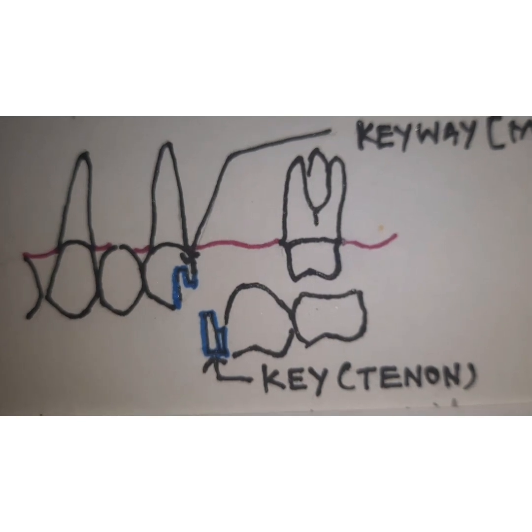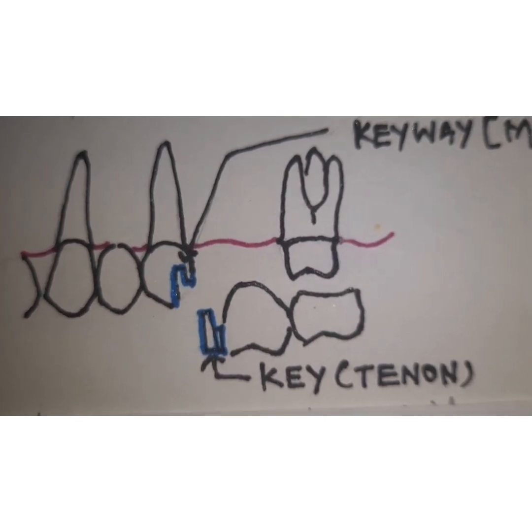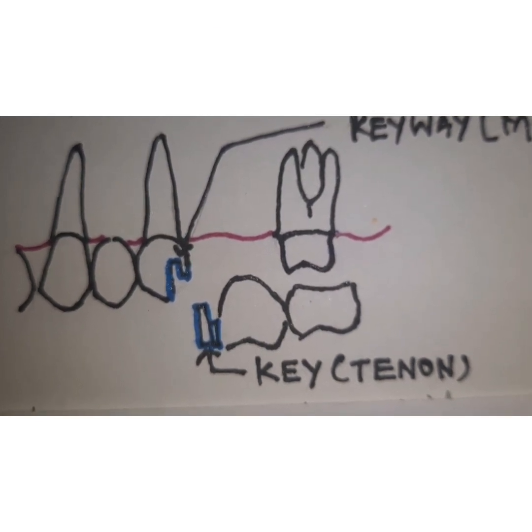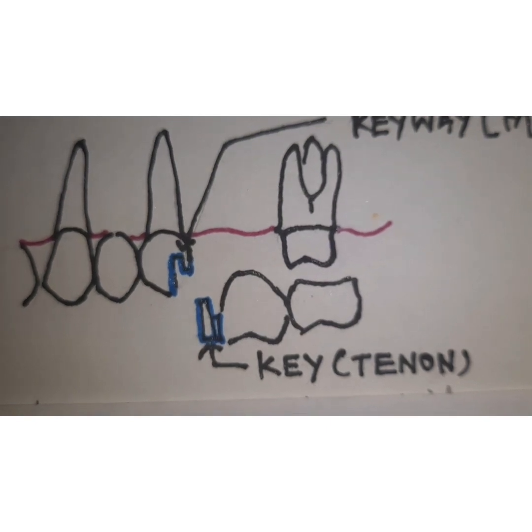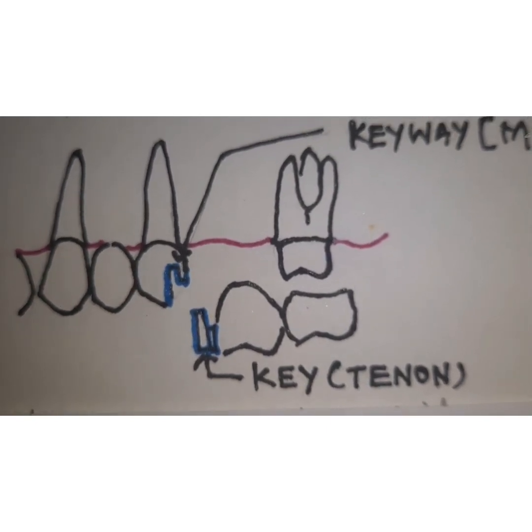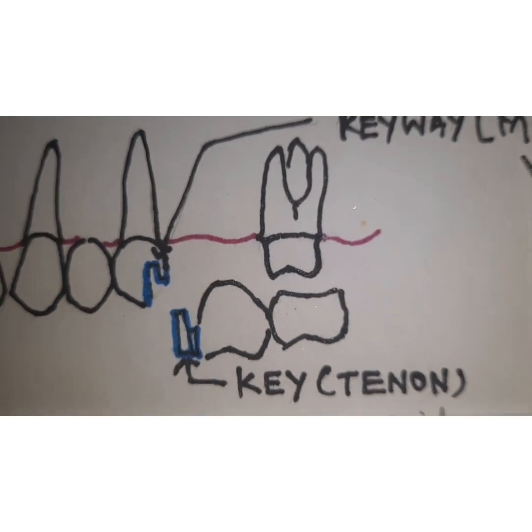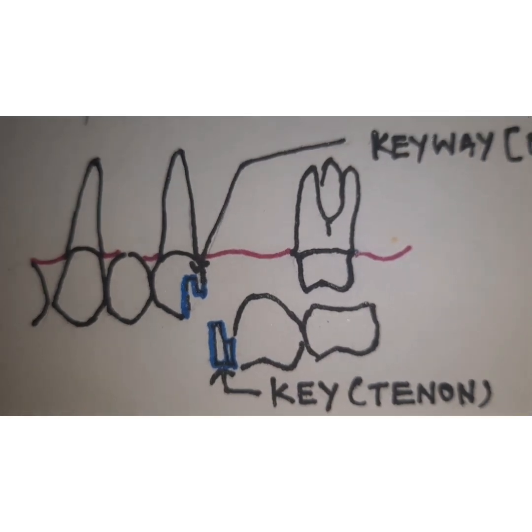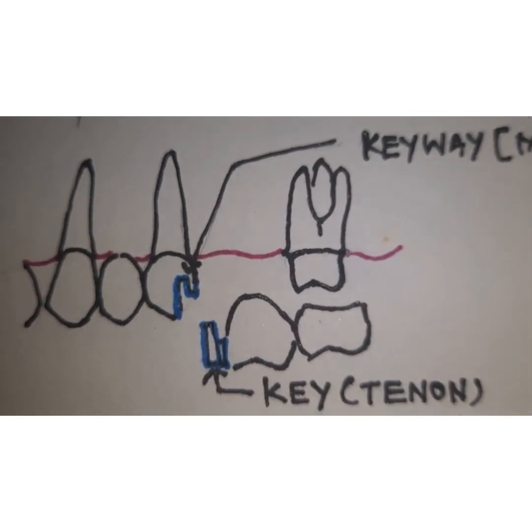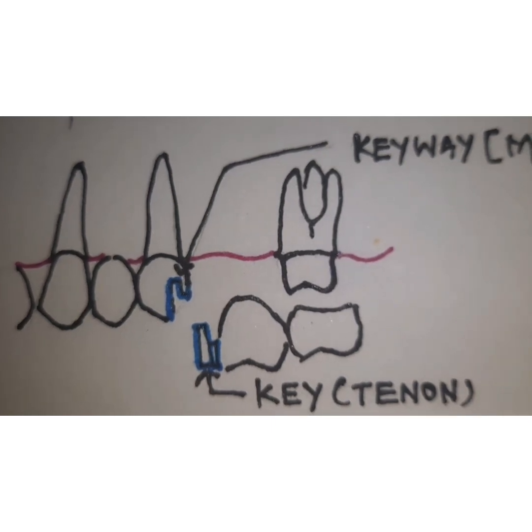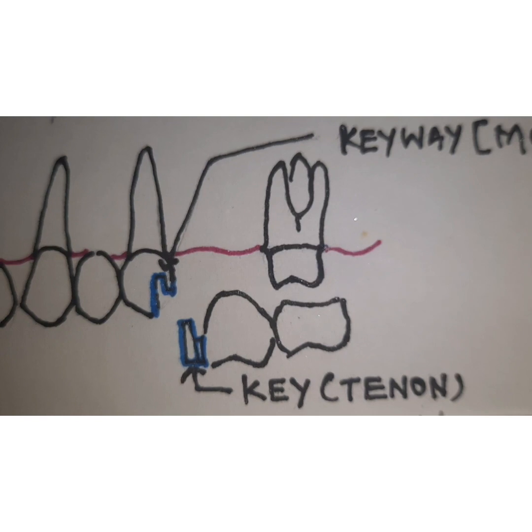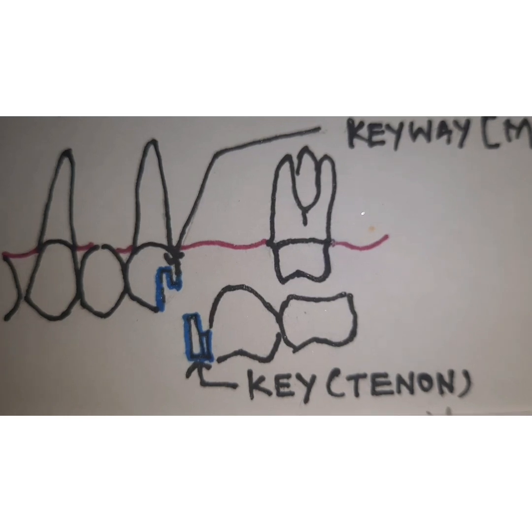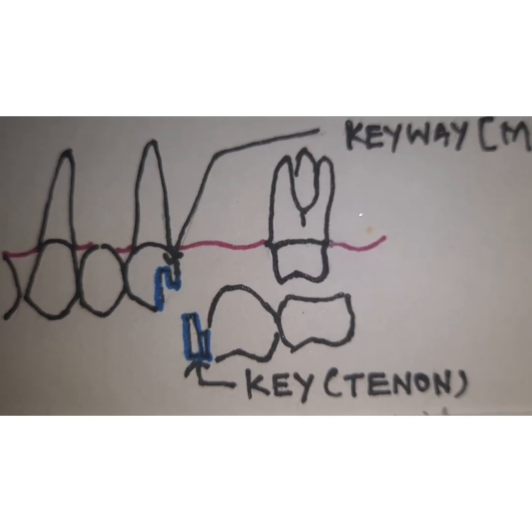Now, what is the first type of non-rigid connector? That is the dovetail, which you see in the figure, and it is also called the tenon and mortise design, or key and keyway. This design consists of a keyway or the mortise, which is this part, and the key or the tenon, which is the male part attached to the pontic. So you have the female component, the mortise, attached to the retainer, and the male part, also called the tenon, attached to the pontic.